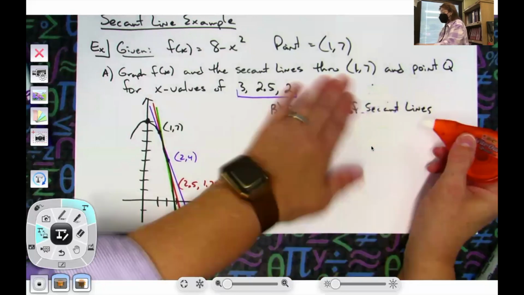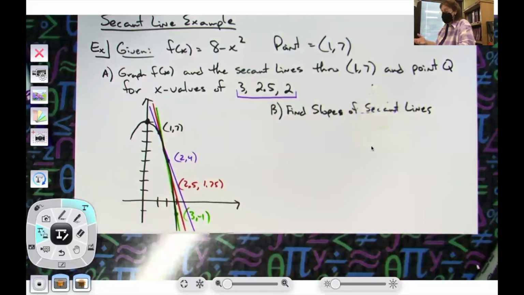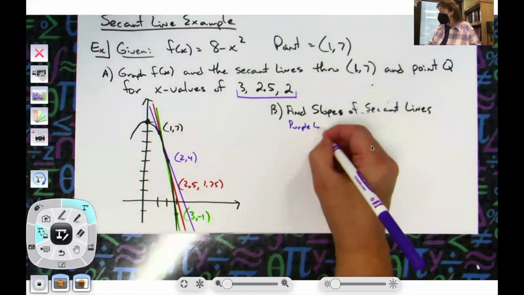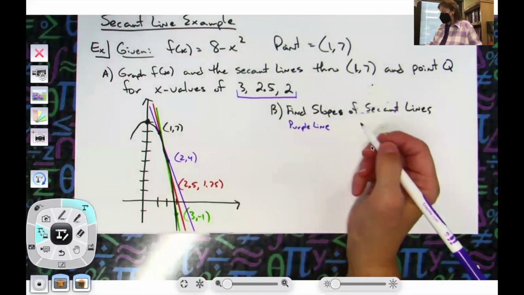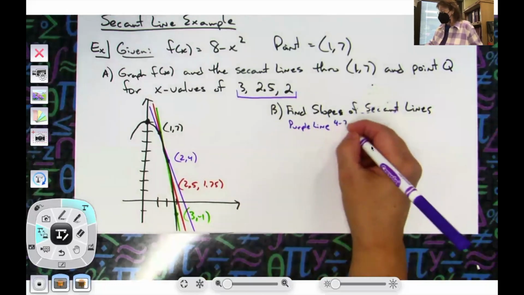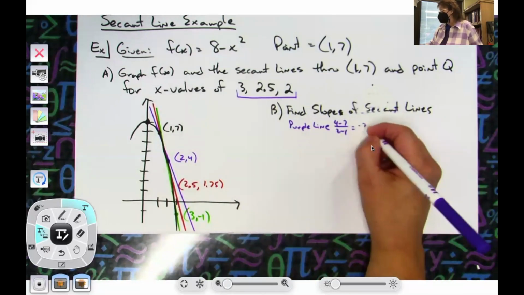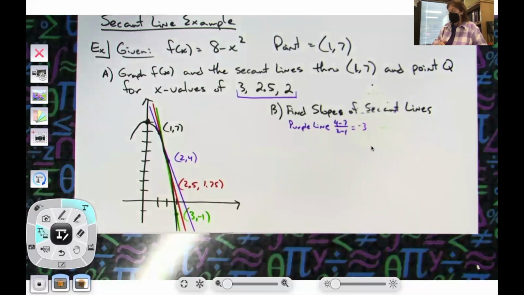All right, so you can probably do those. That's just going to be some math calculations, right? Okay, so if I am doing, say, the purple line, that's why I color coordinated it here so we could organize a little bit. What's that going to be? It's going to be 4 minus 7 over 2 minus 1, which will give me -3. Don't let me make a silly mistake here.